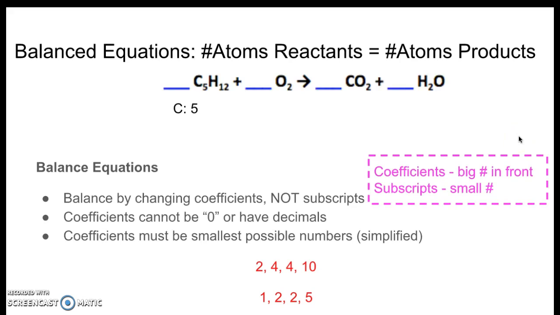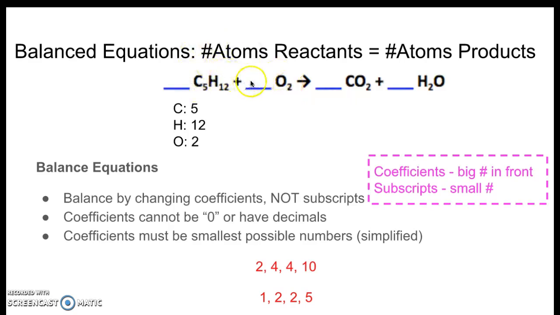That means that all the coefficients here are 1. And if it's not, we're going to have to change the coefficients to get them to balance. So for this first one, for carbon, on the side of reactants, we have 5 carbon atoms. Let's move on to the hydrogens. There are 12 of them. And oxygen, there's only oxygens here, and there are 2 atoms there. So these are the total number of atoms: 5 carbons, 12 hydrogens, and 2 oxygens.